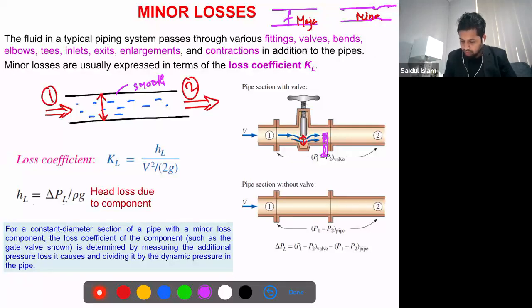So this is another valve. You have one more valve here. So if you have multiple of these components at very close distance, then this minor loss could be higher or more significant than the major loss.